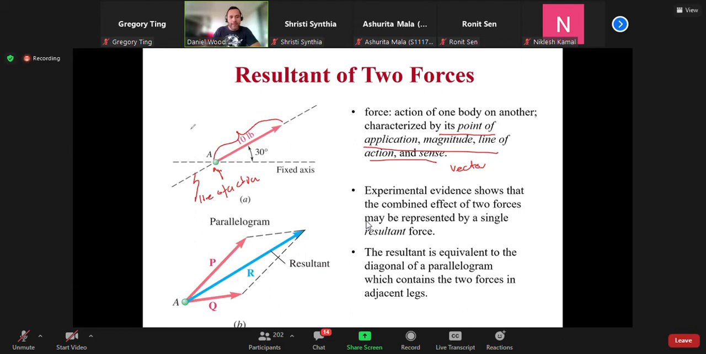And then the sense is the, hey, which way am I pointing? Great.